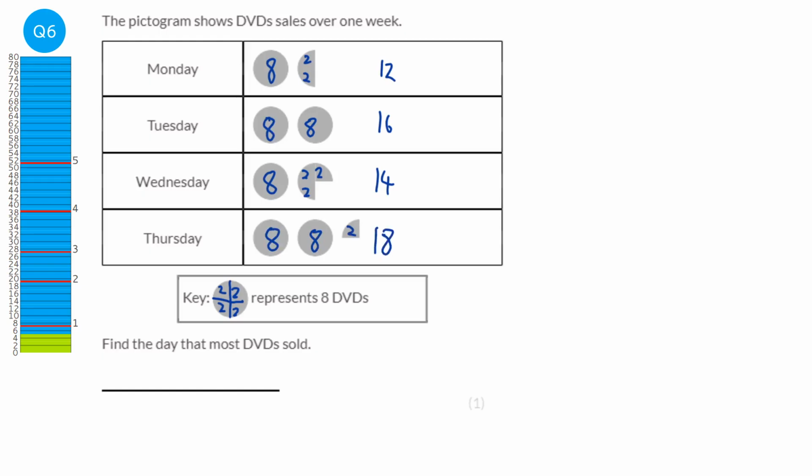But with a pictogram, you can actually just look to see which has the most of the shape. So if you look at Thursday, it has 2 and a quarter. Well, that's more than any of the other ones. All the other ones have 2 or less. So it's definitely going to be Thursday.